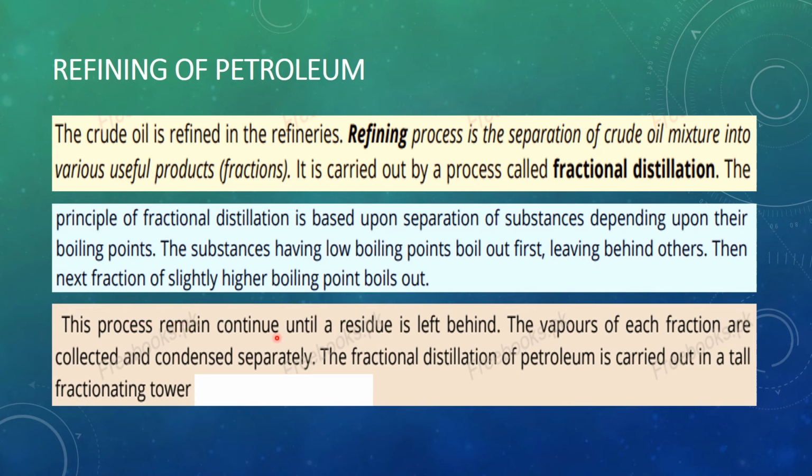This process continues until a residue is left behind, and vapors of each fraction are collected and then condensed, and fractional distillation of petroleum is carried out in a fractionating tower.